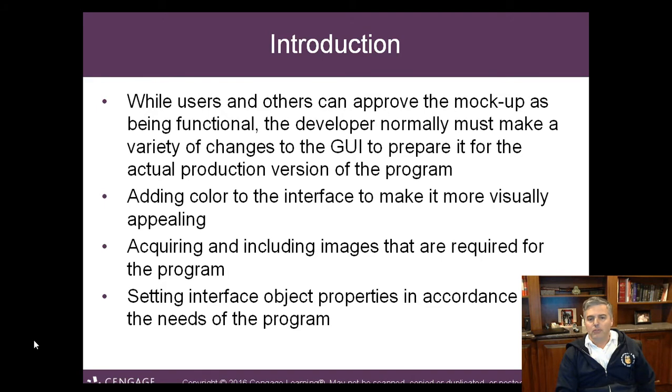Sometimes you'll be given images for programs, and sometimes you have to acquire images. Sometimes, if you're creative, you can create your own images, graphics, or a lot of times you might have an internal art department that does that for you. But some people are creative and they create their own images. And we'll talk about setting interface object properties according to the needs of the program. So it's going to be your job to look at the specifications, interpret those, and interpret what your thoughts of what the program should do into code.